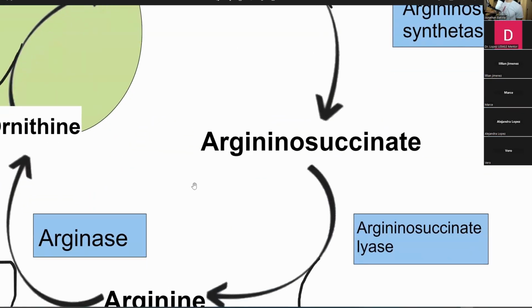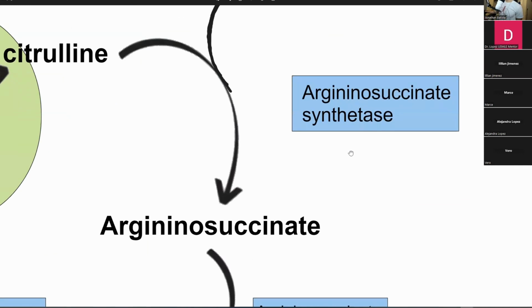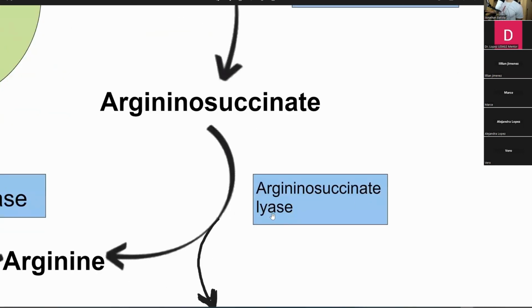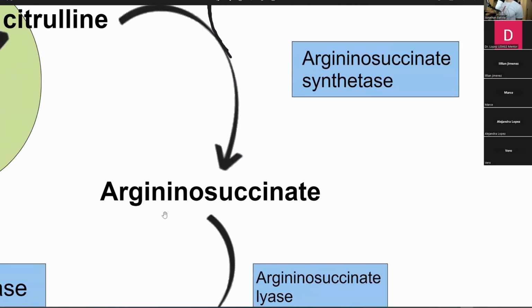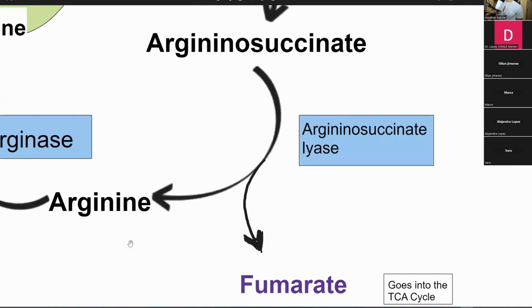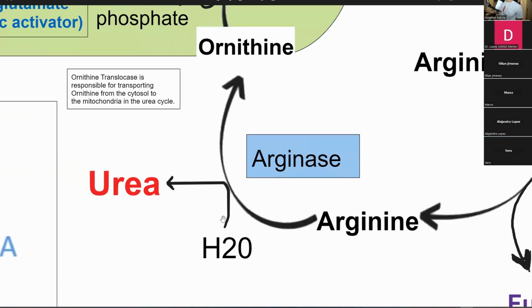They follow that pattern, which is great. For example, if you have arginosuccinate lyase deficiency, arginosuccinate is going to be high. Arginine will be low. It follows the rule. Okay, it follows that rule.